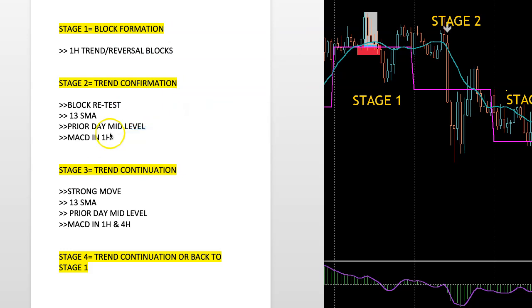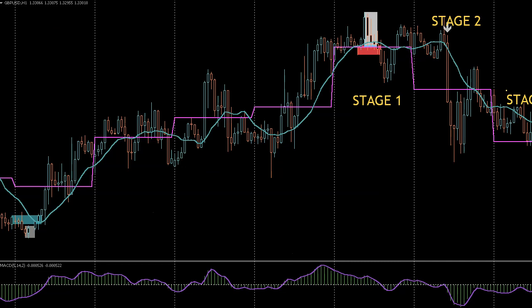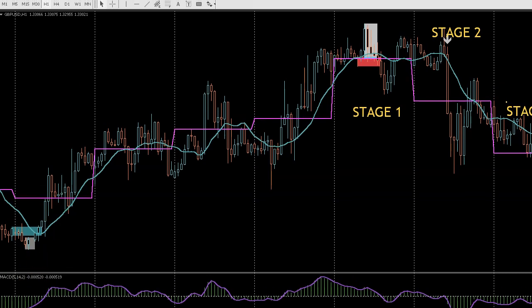Okay, so now knowing this trend confirmation, what are we going to do? We're going to go back to the dashboard just for 1 second. Let me just move this up. Go down a little bit. We're going to go here to the dashboard.